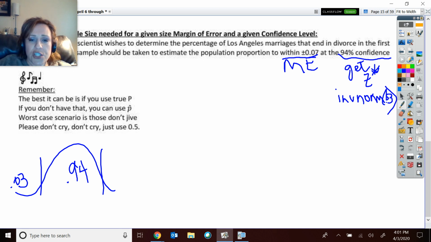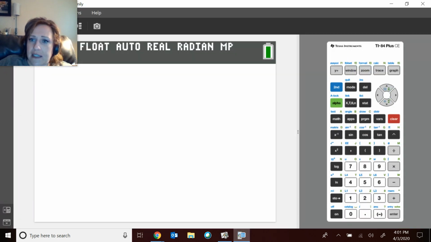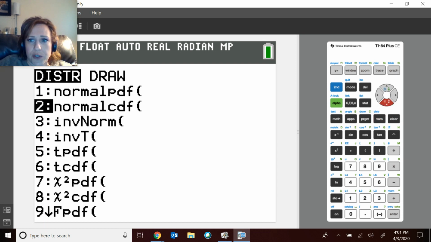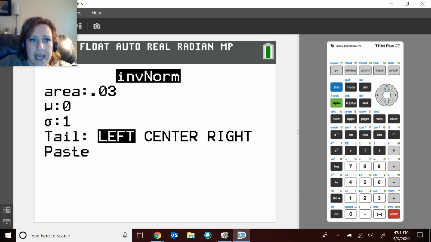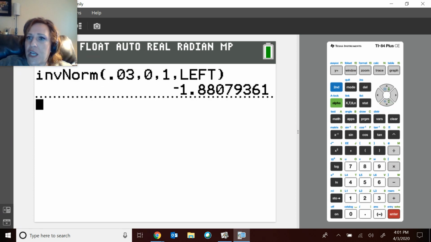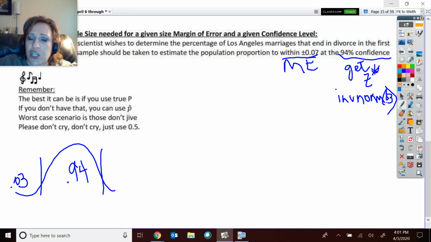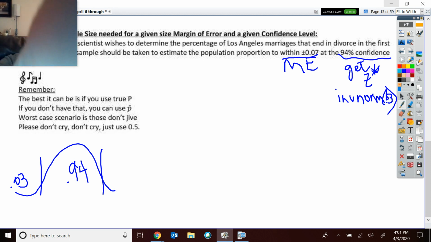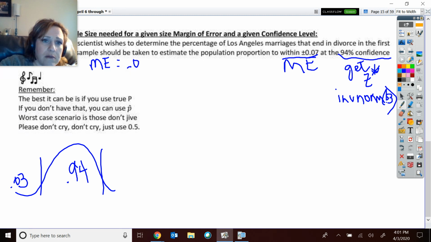Okay, so in my calculator, I did that. I did second vars, inverse norm of my 0.03, and I got, I believe it's 1.88. Okay, so it gives me the negative. But remember we know from symmetry it's positive and the negative, so I just usually say the positive. So what I know so far is that my margin of error is 0.07, okay, and that my critical value is 1.88.